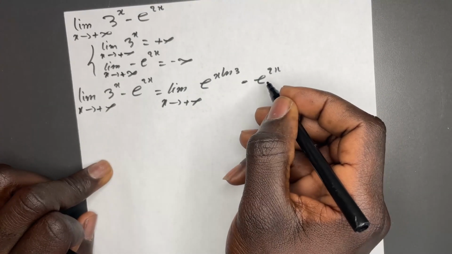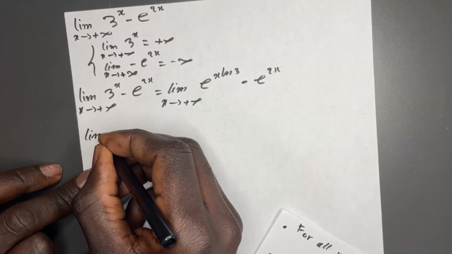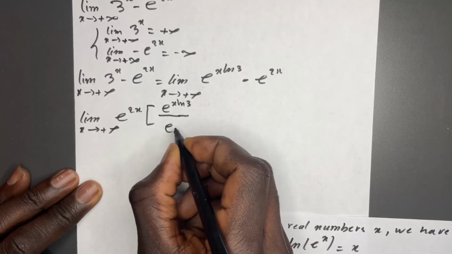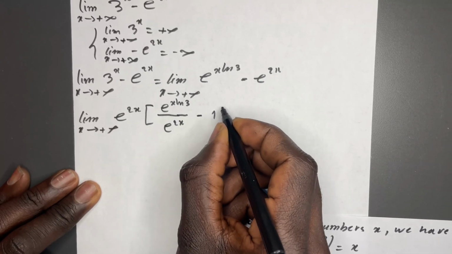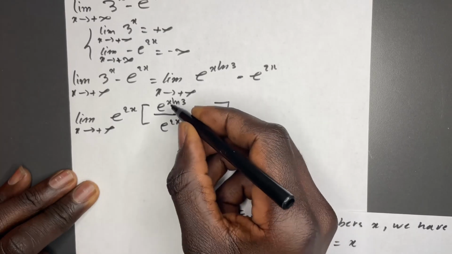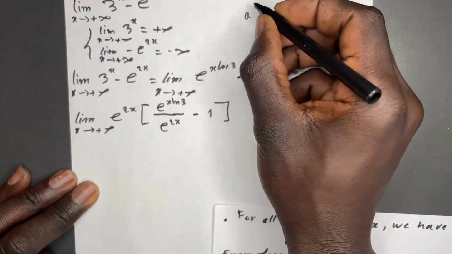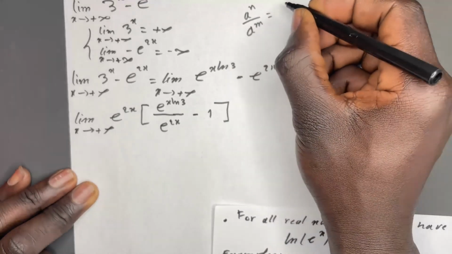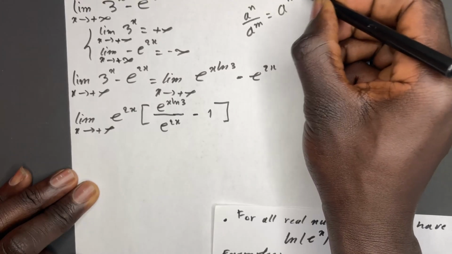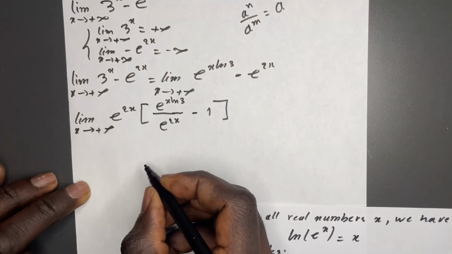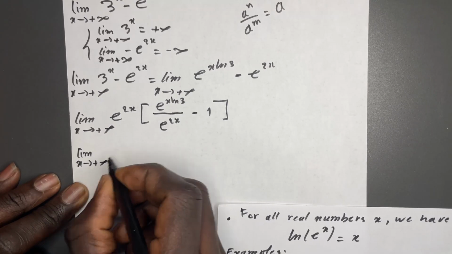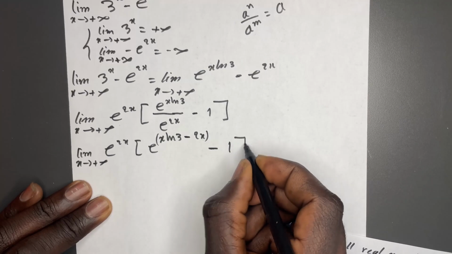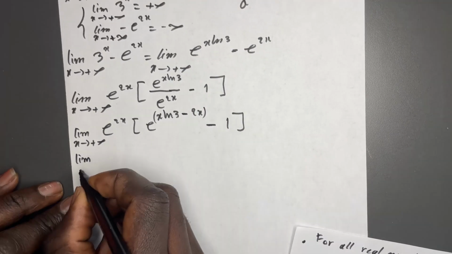here. Let's factor out e to the power of 2x. The limit becomes, and to transform this expression, I'm going to use this formula: a to the power of n divided by a to the power of m is equal to a to the power of n minus m. Applying that, the limit becomes, and here let's factor out x.